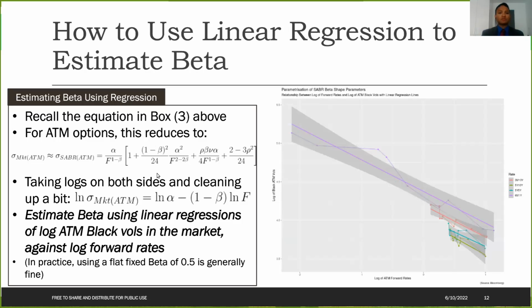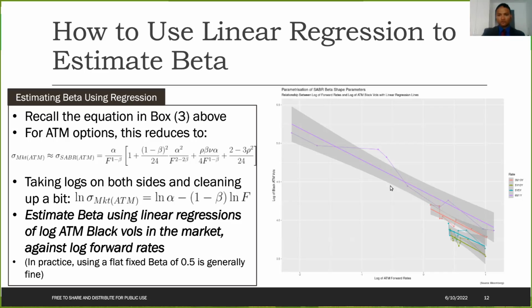And this happens by looking at that big, long, scary equation before and setting F equal to K, where you're looking strictly at the money processes. When you do that, the huge, scary equation actually reduces down very quickly into something where you can take logs on both sides, and then you can clean up a bit, and you end up with effectively a linear process.